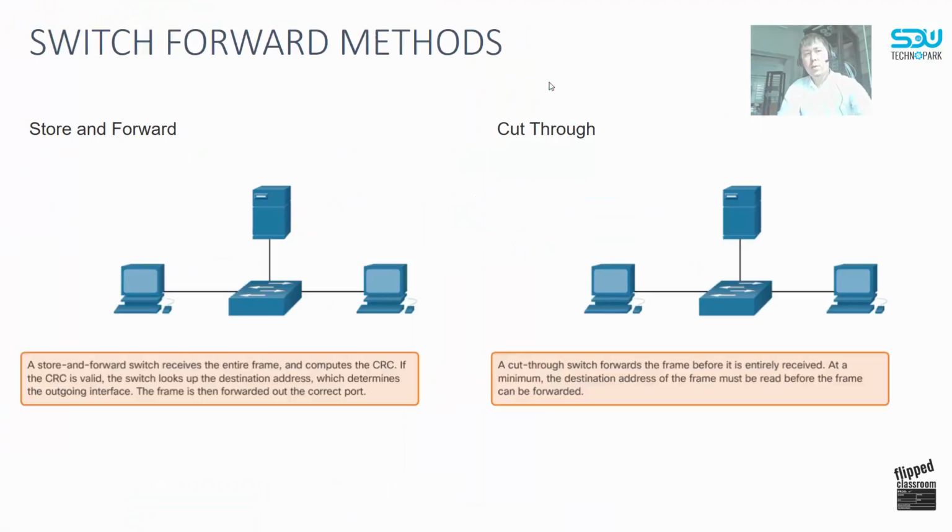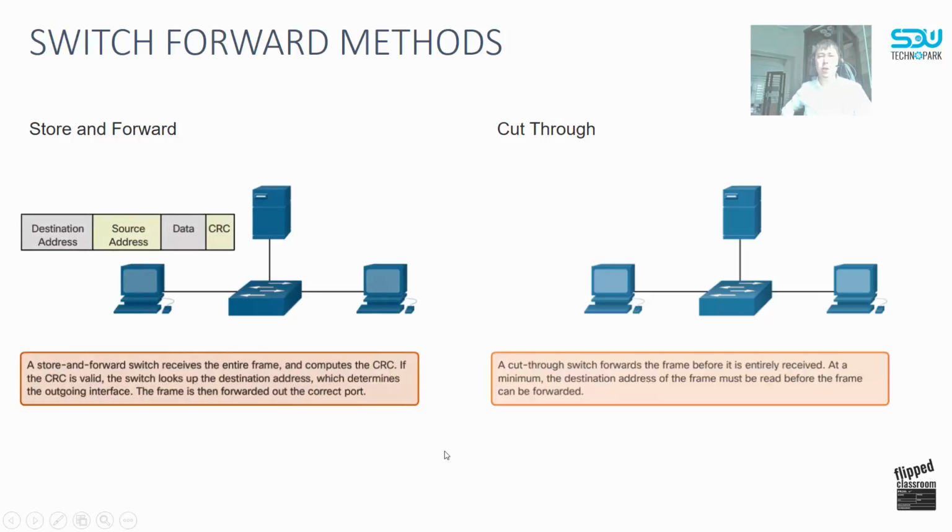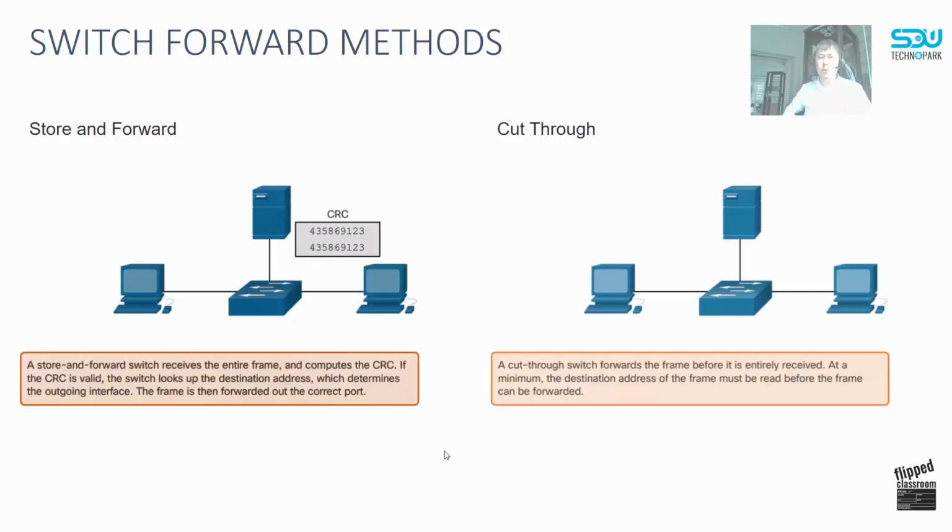We have two types of switch forwarding methods. They are store-and-forward and cut-through. Whereas the store-and-forward switching method checks the frame each time a frame comes into the switch. It actually checks the cyclic redundancy check value, which is stored in the trailer part of the frame. We have the frame check sequence value, and inside this frame check sequence value we have the CRC value.